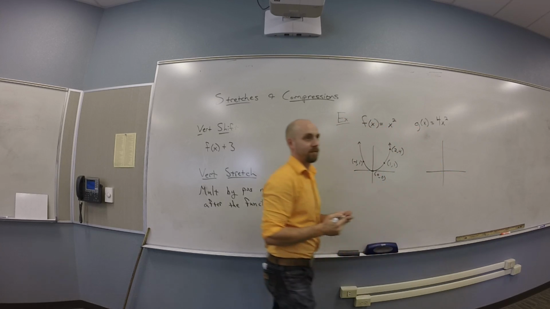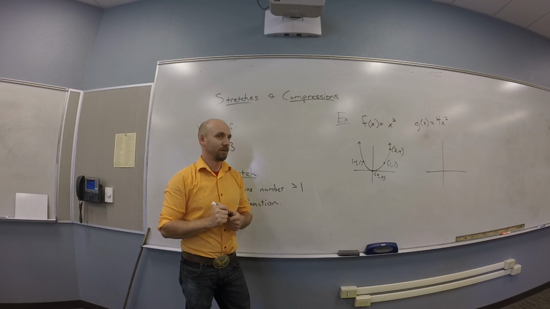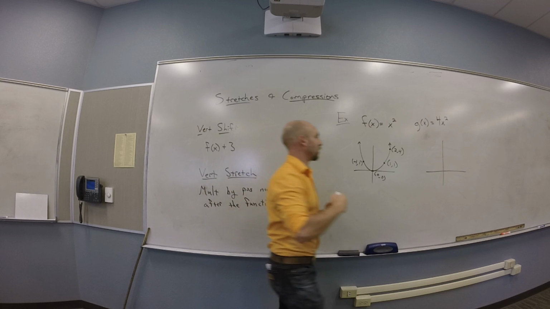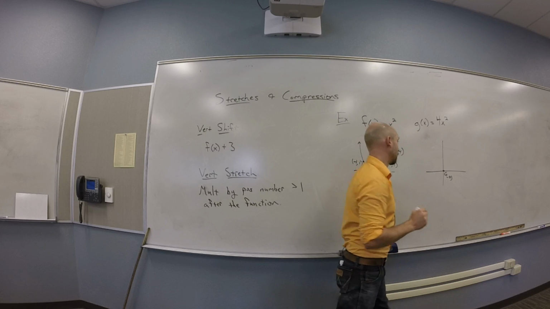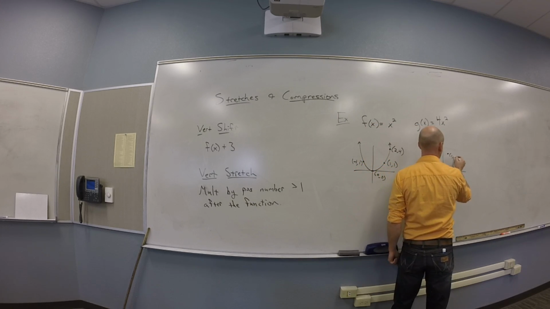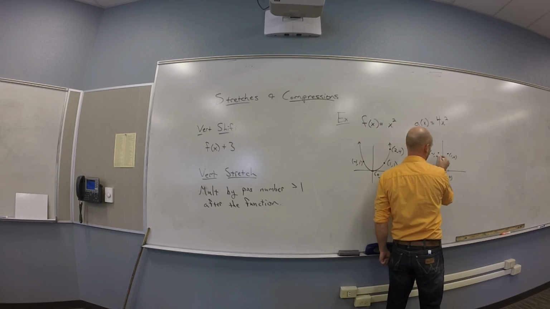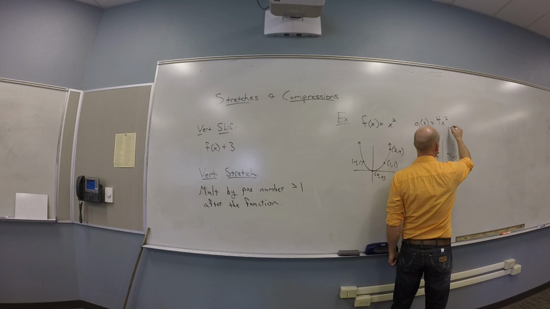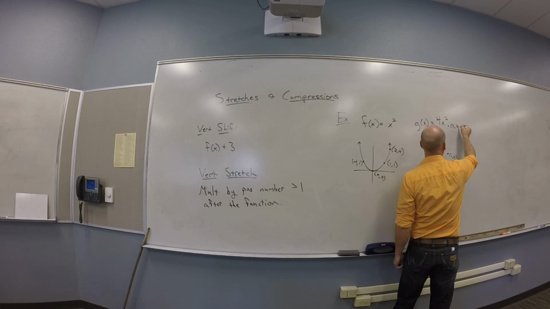Well, you take all your y values and multiply them by 4, right? So this is going to go through 0, 0 still. It's going to go through 1, 4. And 4 times 4 is 16. It's going to go through negative 1, 4. And way up here, it's going to go through 2, 16.